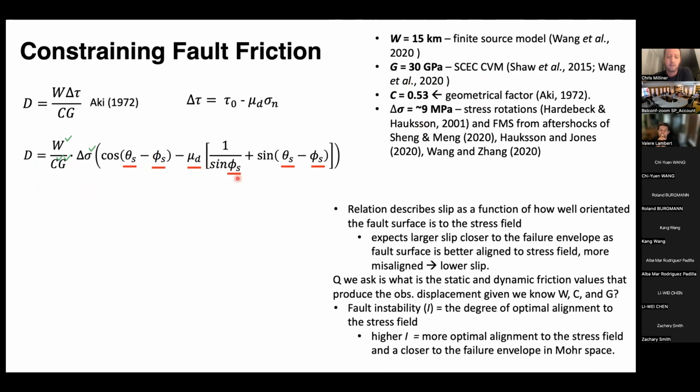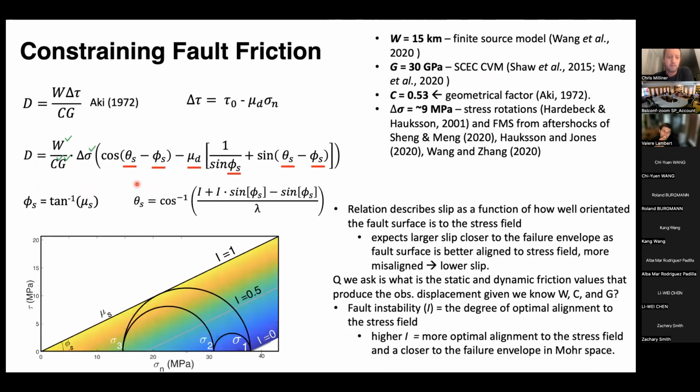And so this relation basically is giving us an idea of how the fault slip should vary as a function of how well aligned a fault surface is to the stress field. And that's expressed by this fault instability criterion, this quantity here, I. It's a nice compact way of expressing how well a fault is aligned to the stress field. This I value varies from 0 to 1, where 0 is a very poorly aligned fault, and 1 is a fault that's very well aligned to the stress field. It's very close to this failure envelope here.